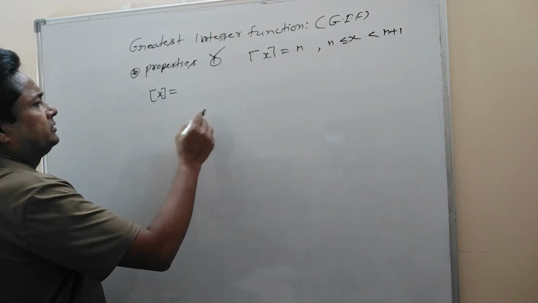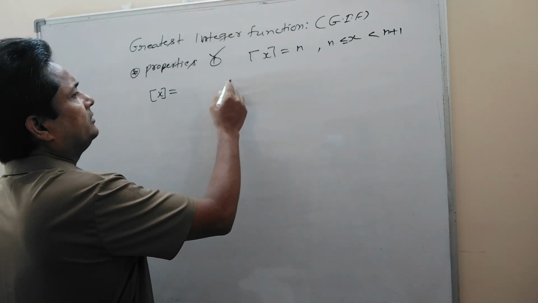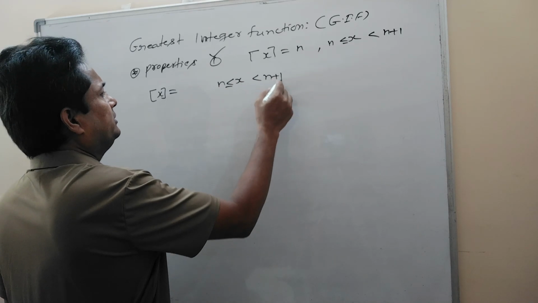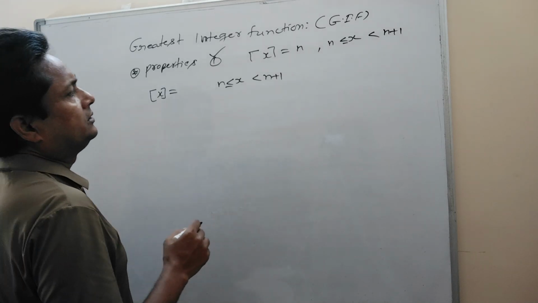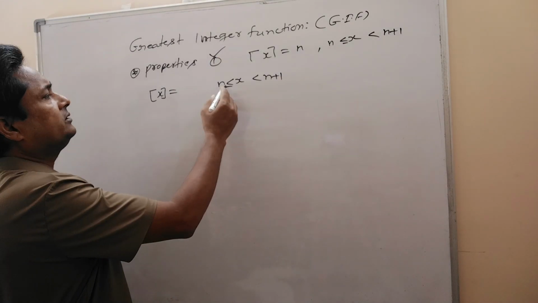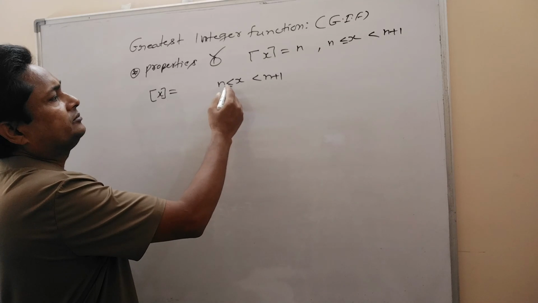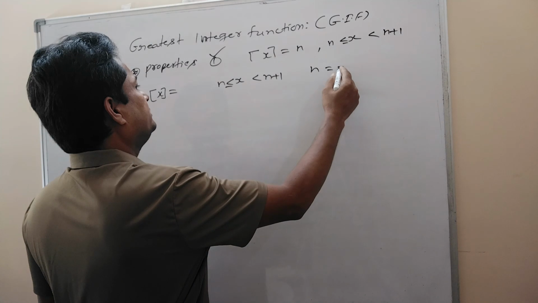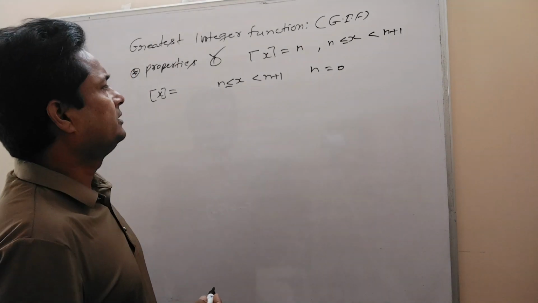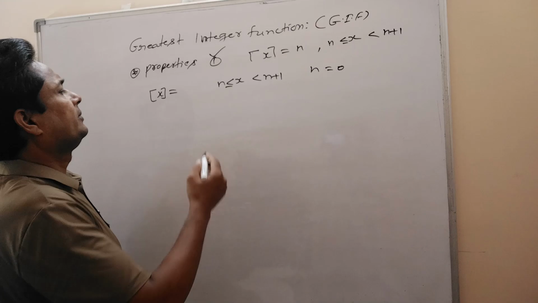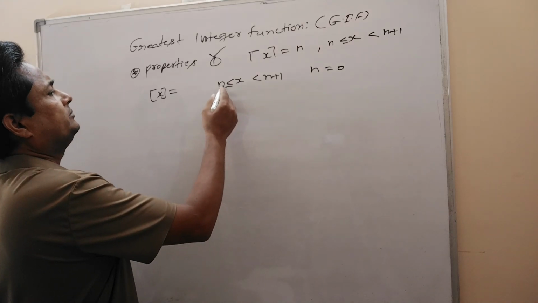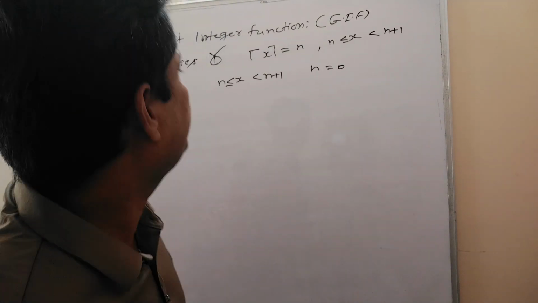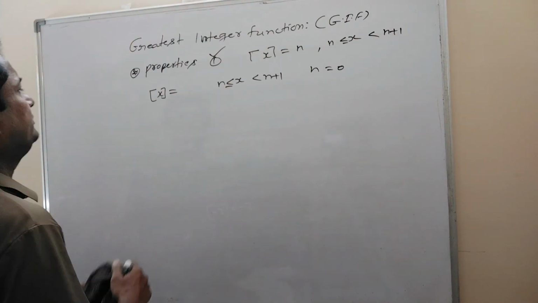Greatest integer of x, and here let's say x lies between n to n plus 1. Now put n equal to, let's say, 0. If you put n equal to 0, then this value will be what? It's better I write this side.